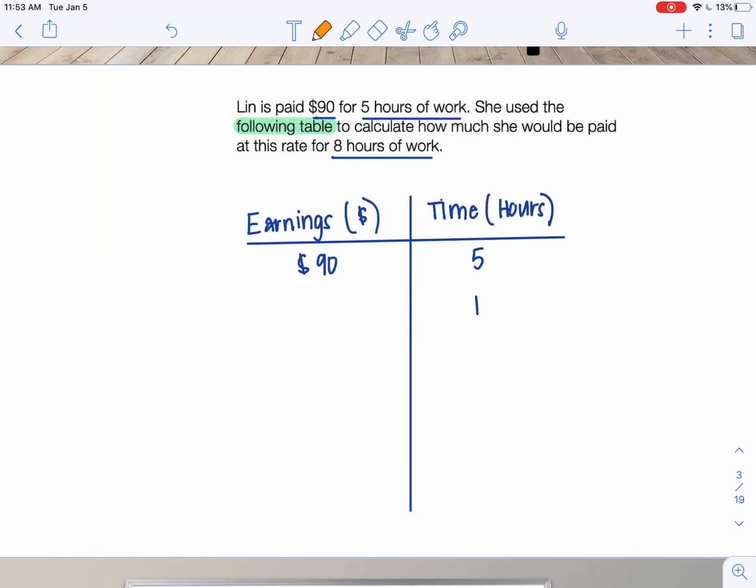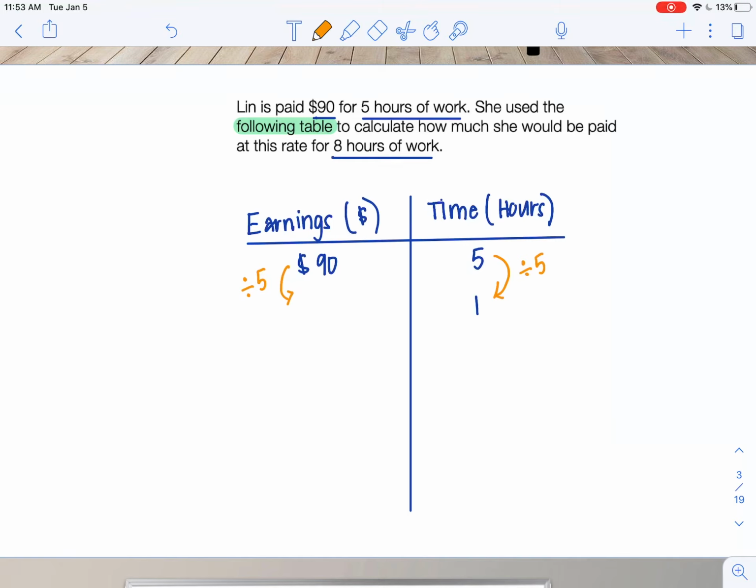Now we know that our ratio table is simply a collection of equivalent ratios. Whatever I do on one side, in this case 5 divided by 5 equals 1, is what I need to do on the other side. So I'll also divide 90 by 5 to tell me exactly how much money Lynn earns in 1 hour.